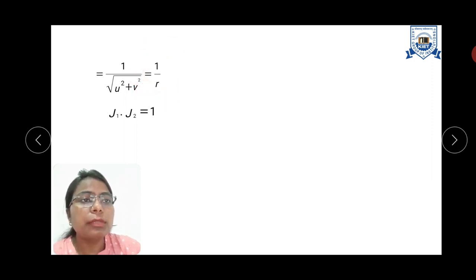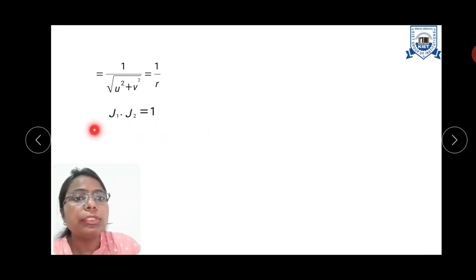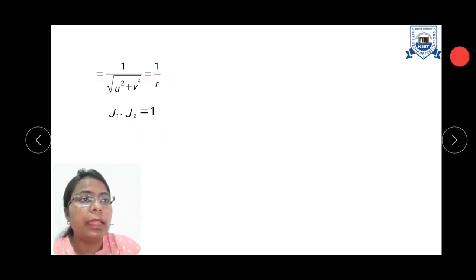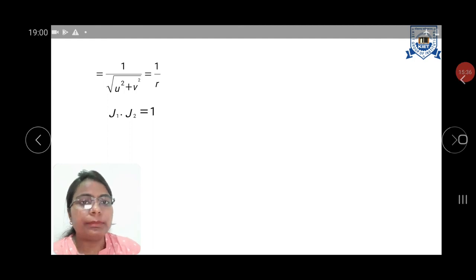So J2 is equal to 1 by r, and we have J1 equal to r. So J1 into J2 is equal to 1. Hence proved. Thank you.